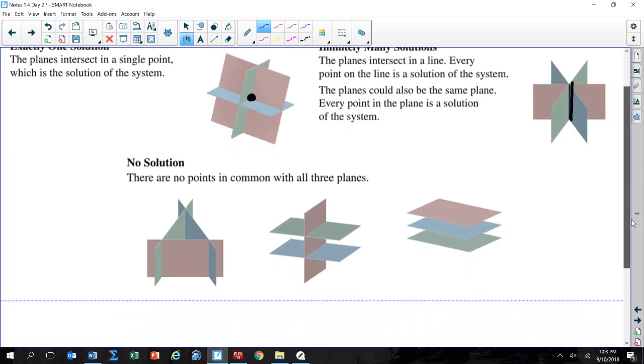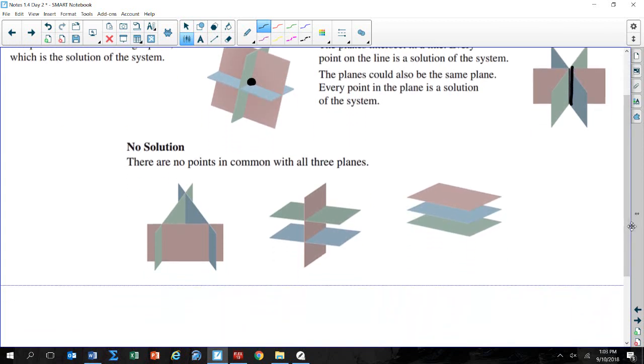And then there's also a case where there's no solution. I think the best case is this one right here. It's the easiest one to visualize. If you have 3 planes that are all parallel to each other, so like the ceiling, the floor, and then maybe like the ceiling above on the next level. You picture that like a building. That would be a case where you have no solution.